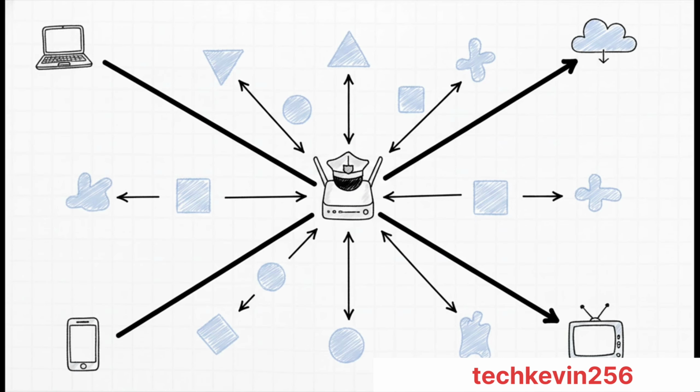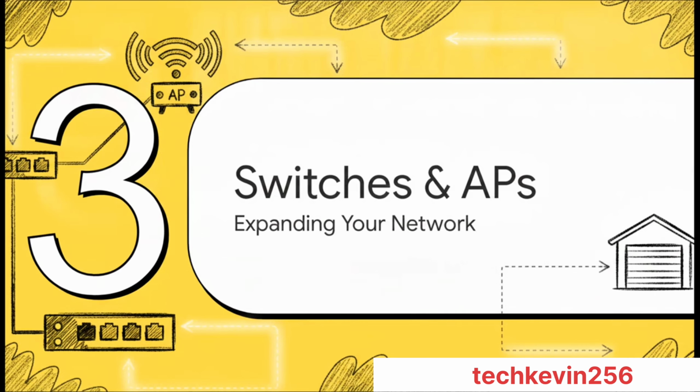So picture this. Your laptop requests a YouTube video, and at the exact same time, the TV is streaming Netflix. The router uses its internal routing tables to figure out the absolute fastest path for that data. It directs the right packet to the right device instantly, acting literally just like a master traffic cop managing a wildly busy intersection. All right, on to part three, expanding your network with switches and APs.